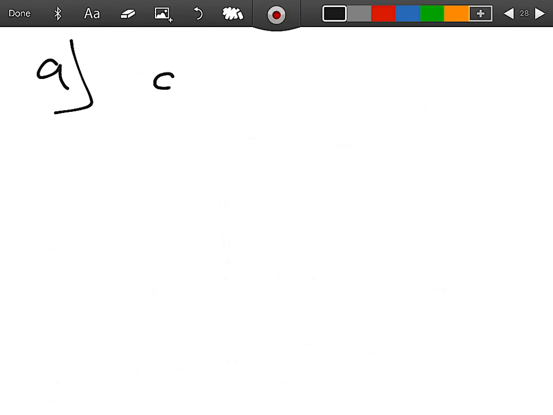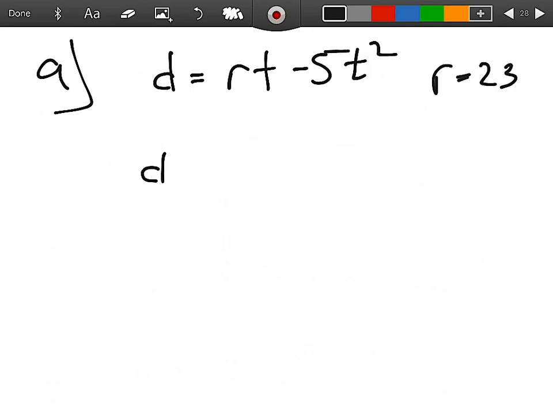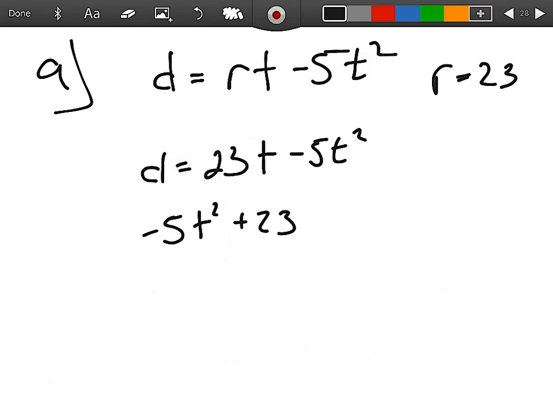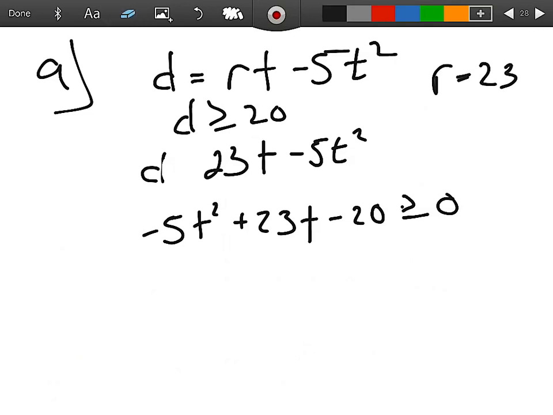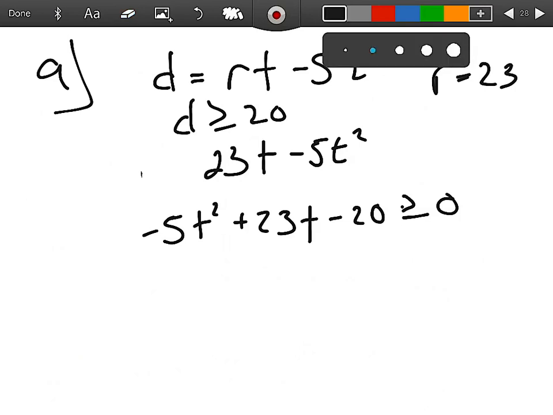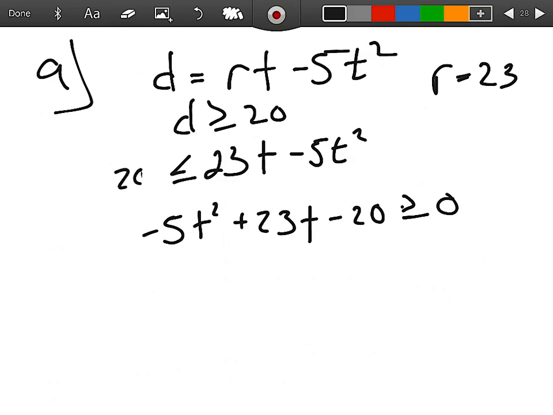So you have to remember this formula: d is equal to vt minus 5t squared. That's the working formula. In this case, v is equal to 23. So your particular equation is d is equal to 23t minus 5t squared. You reorganize this to get everything onto one side and 0 onto the other. And I have to say d is greater than 20. So then this right here becomes 20.